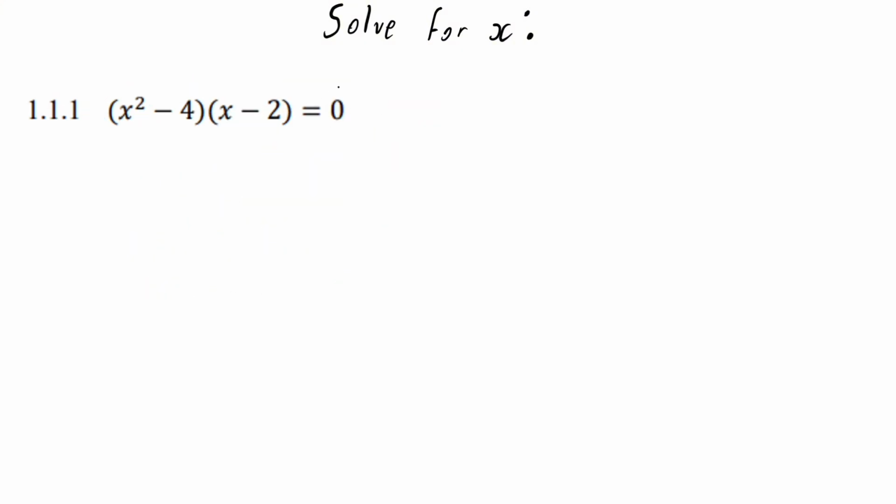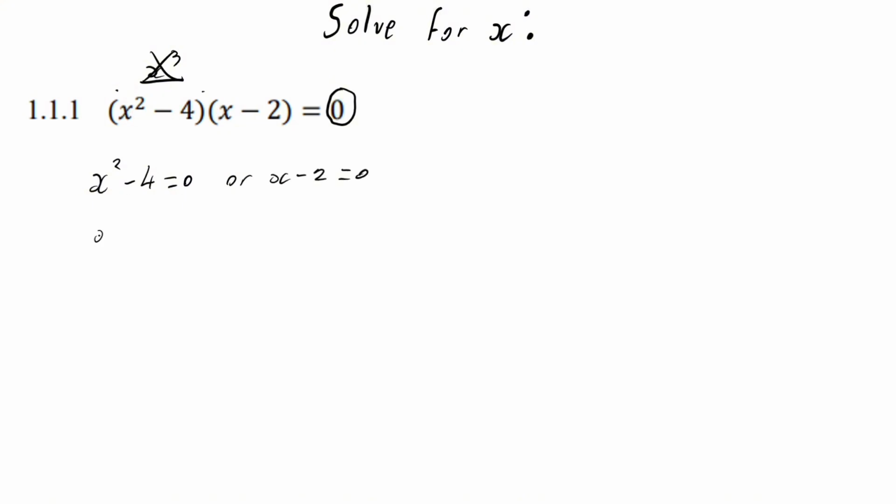With this question, as you can see, there is a 0 over here. So we can use the zero factor law. As I said before, brackets are good. Do not expand out, because you're going to get something like x to the power of 3. So we do not want that. Rather, we're just going to say x squared minus 4 is equals to 0, or x minus 2 is equals to 0.